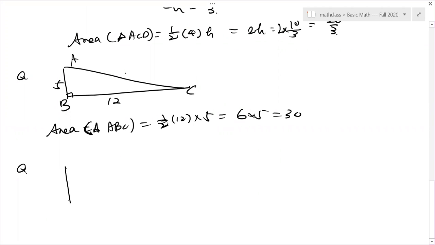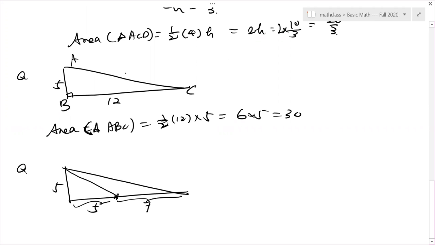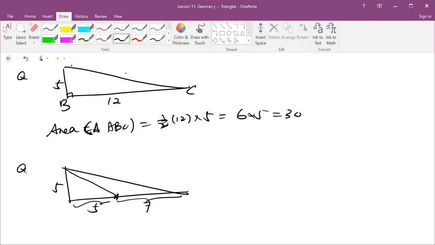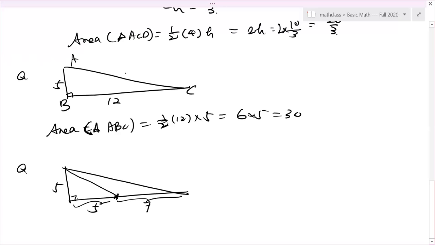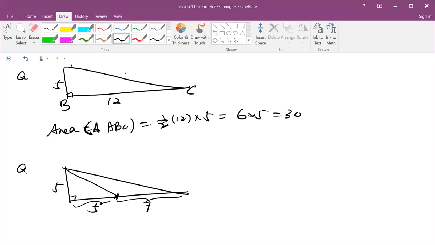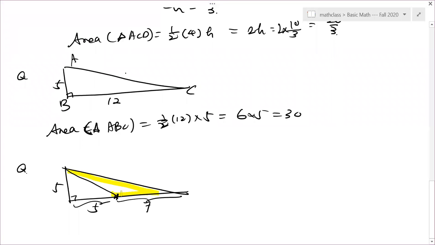If I draw the line, here's the 5, and this is going to be 5. This is going to be 7. From here to here, from here to here. I want to find out, this is like a triangle, right? So I want to find out the area of this triangle.